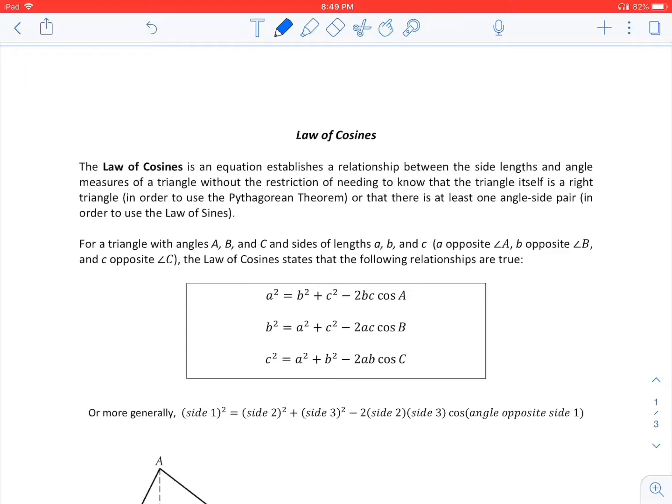Okay, gentlemen, we're going to go ahead and move on with the next topic. In this video, I'll go over the topic of what's called the law of cosines.